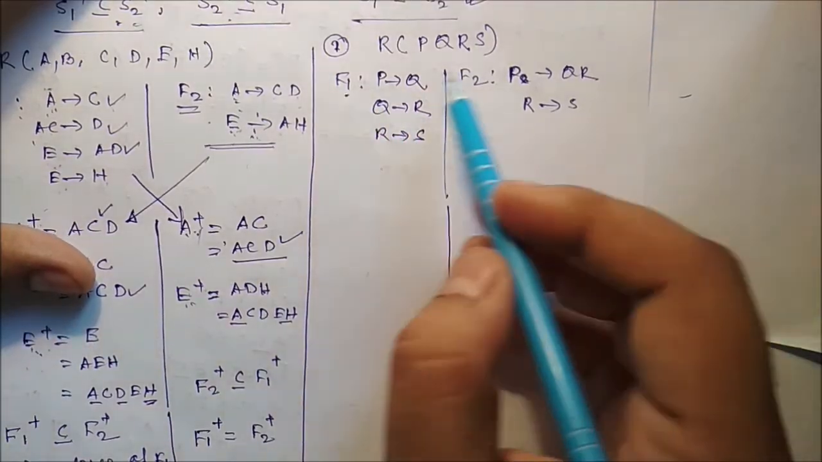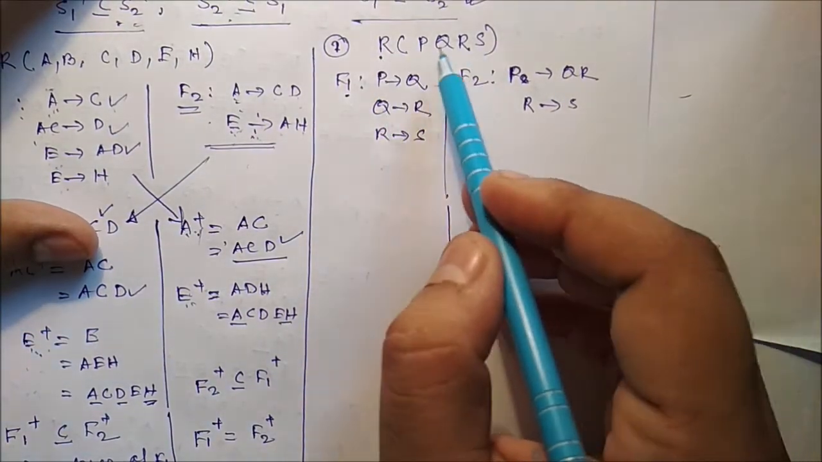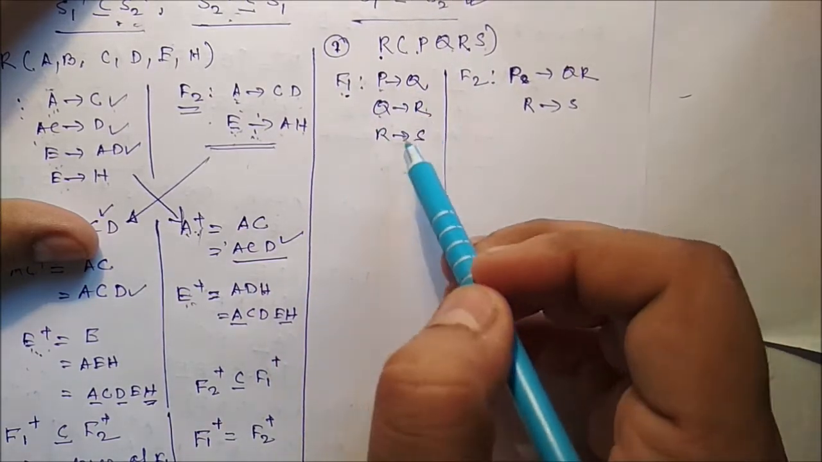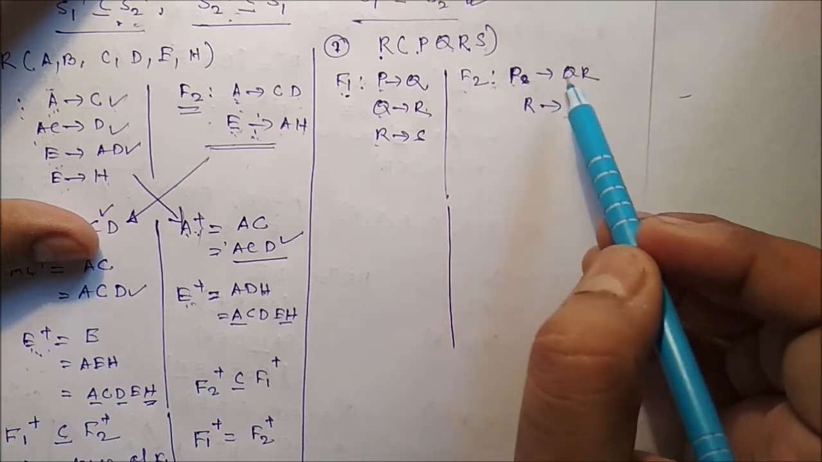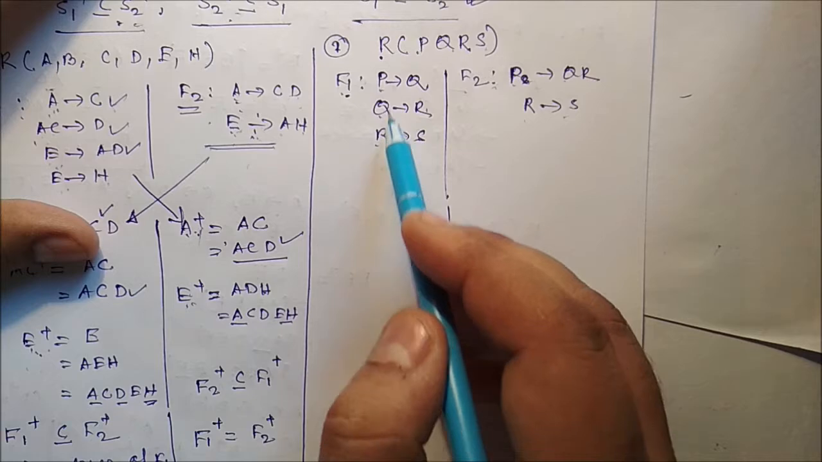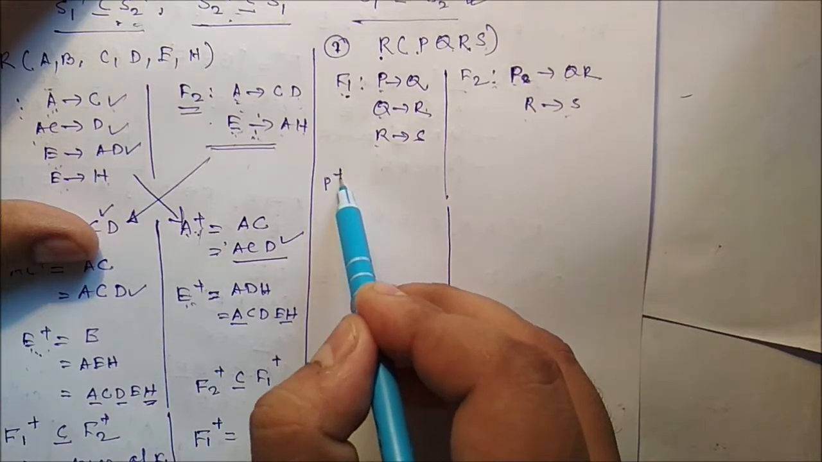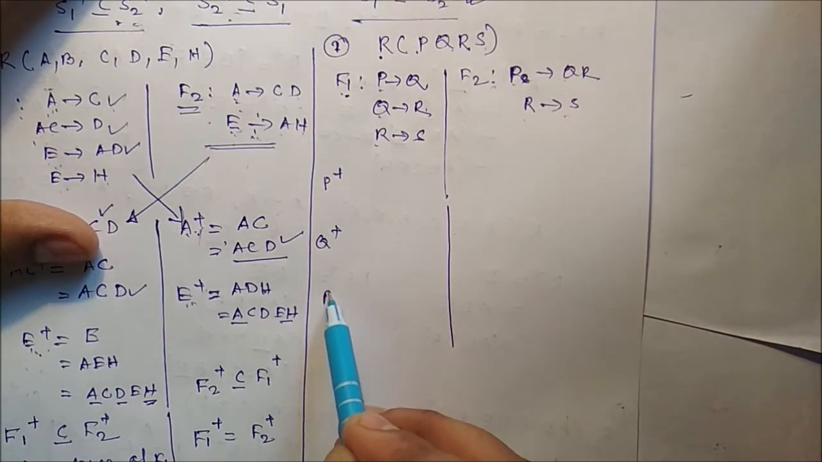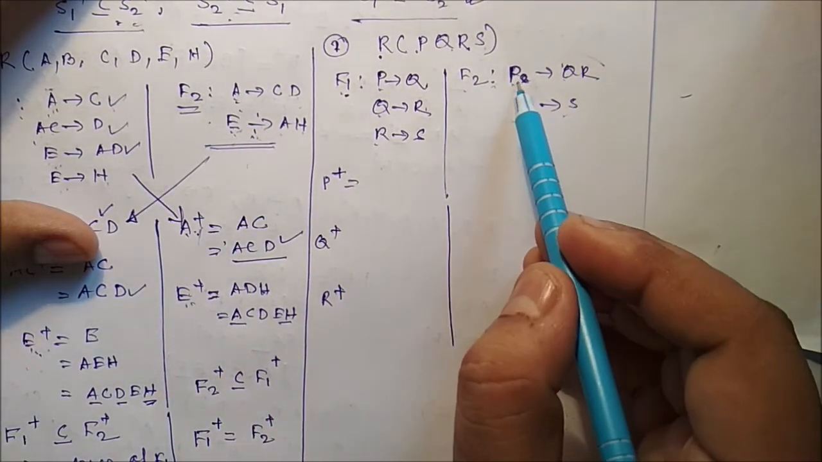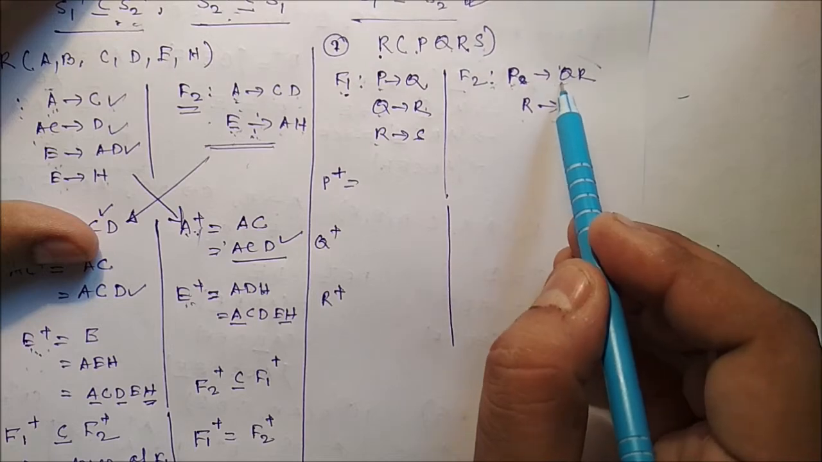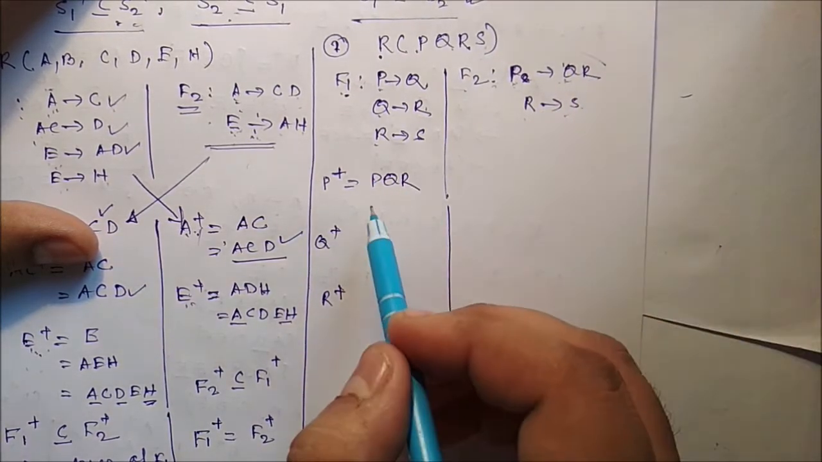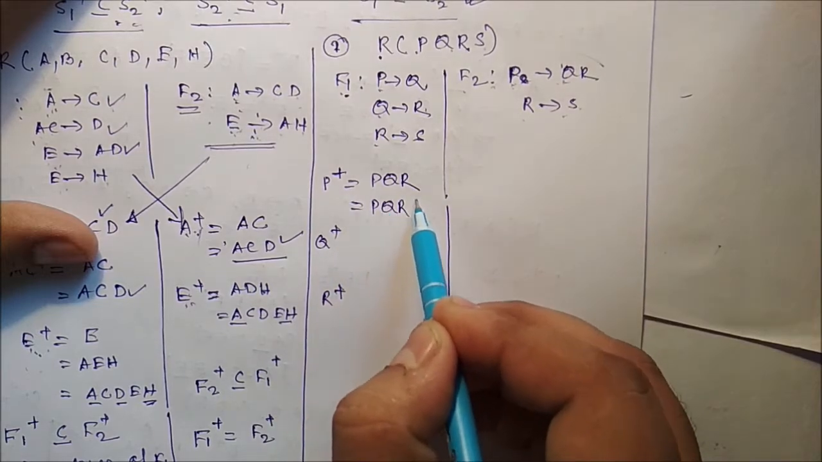You can see here the table R is there and the attributes are P, Q, R, S. F1 is P arrow Q, Q arrow R, R arrow S. In F2, P arrow Q, R and R arrow S. We have to identify P closure, Q closure and R closure using this part. So from P we can identify P, Q, R, and from R we can identify S. That means P, Q, R, S.